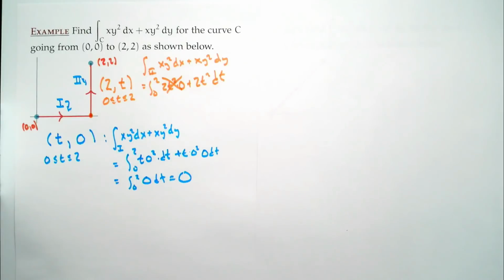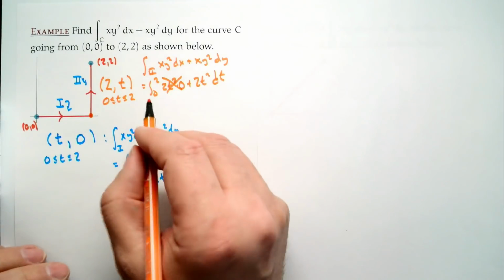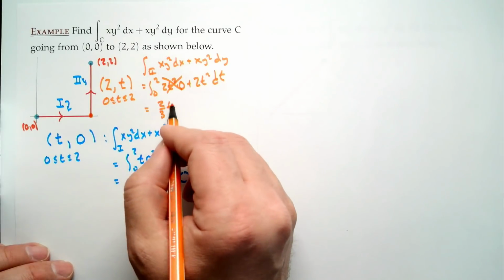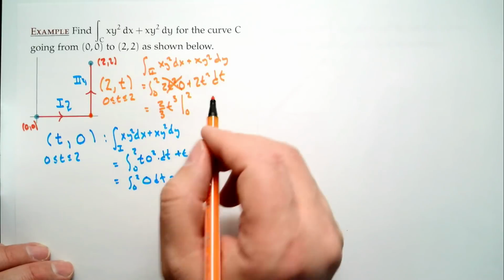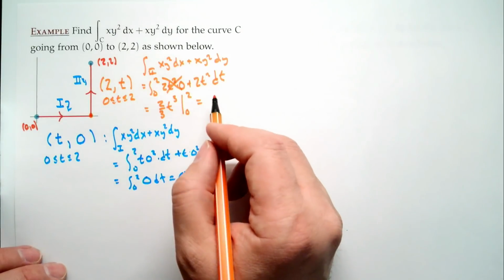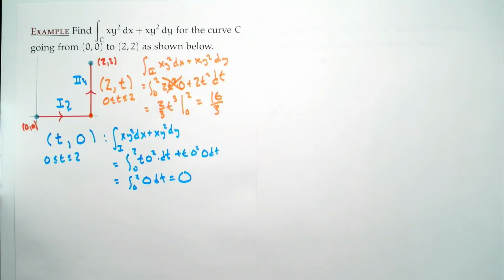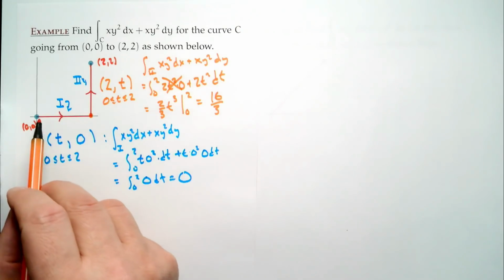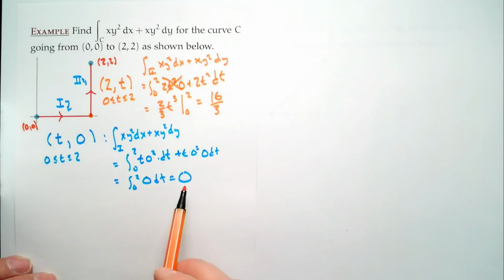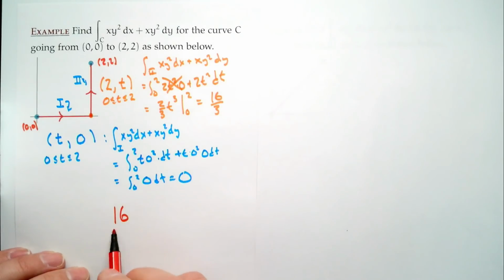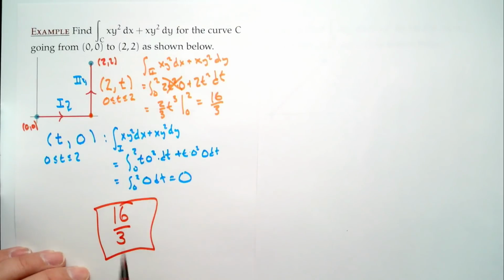All right, what's the integral of 2t squared? 2/3 t cubed. Evaluate from 0 to 2. We plug that in, we get 16 over 3. 2 cubed is 8. 8 times 2/3 is 16/3. Plug in 0, you get 0. Now, what does that say? Well, it says that the contribution from the first part of our journey is 0. Contribution from the second part is 16/3. So our total is 16/3. Put them together.